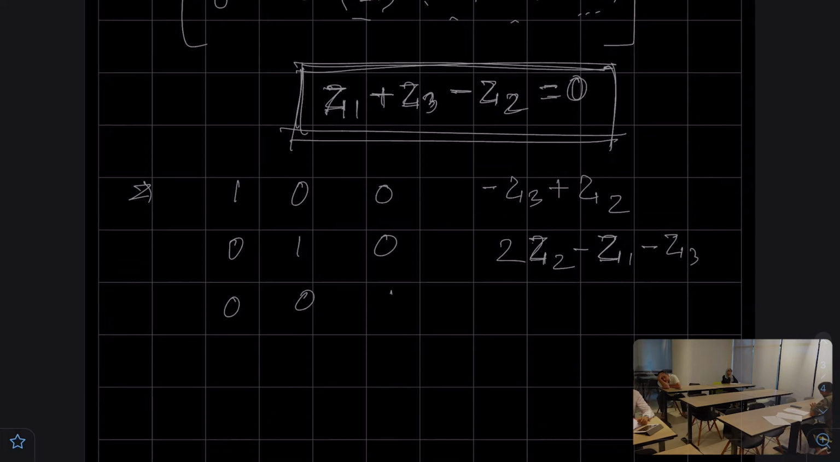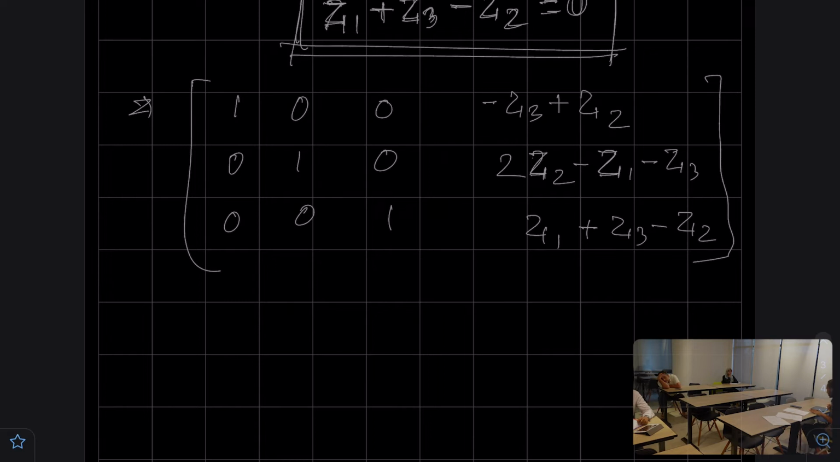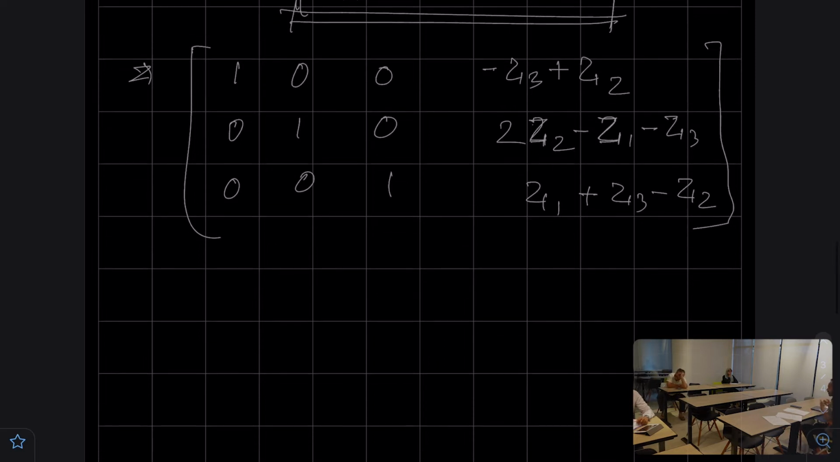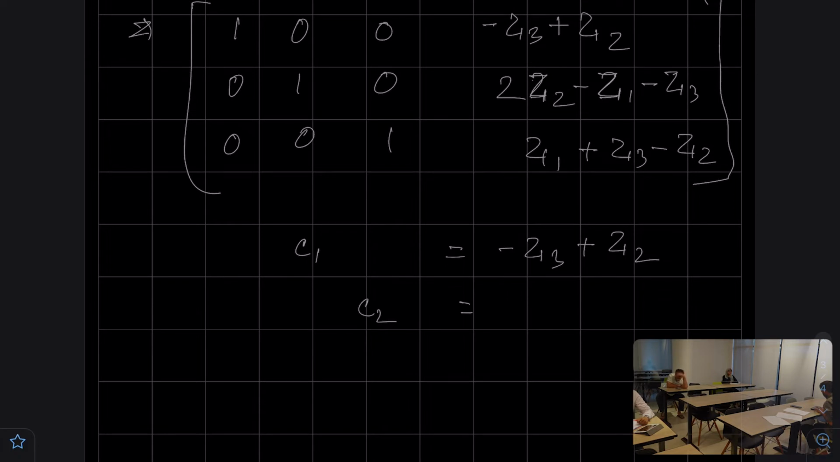In the last row is 0, 0, 1, z1 plus z3 minus z2. So this is the final row reduced echelon matrix, right? Now if I write the system again, this is simply c1 equals minus z3 plus z2, c2 equals 2 z2 minus z1 minus z3, and c3 equals z1 plus z3 minus z2.